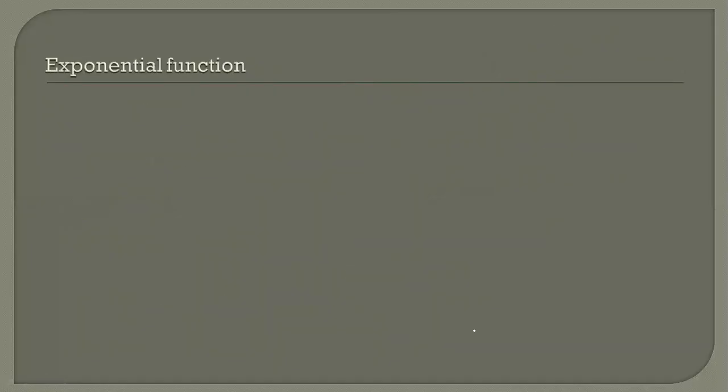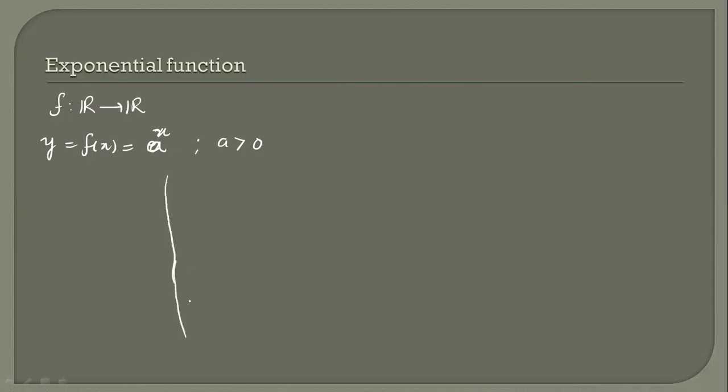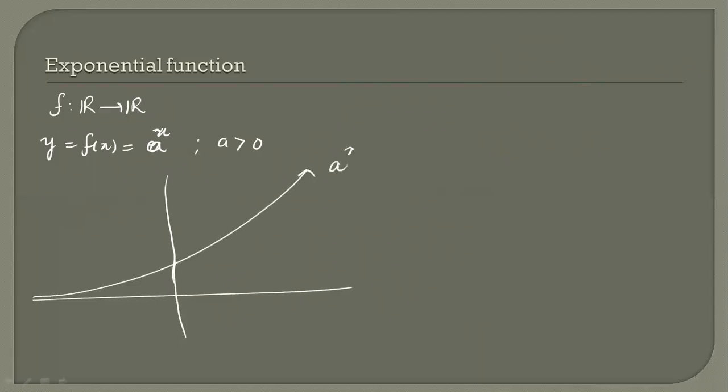Exponential function. If you take a function from real to real, y equal to f(x) equal to a to the power x, where a is any positive number, then the graph of this function can be drawn like this. This is your a to the power x when a is greater than 1.